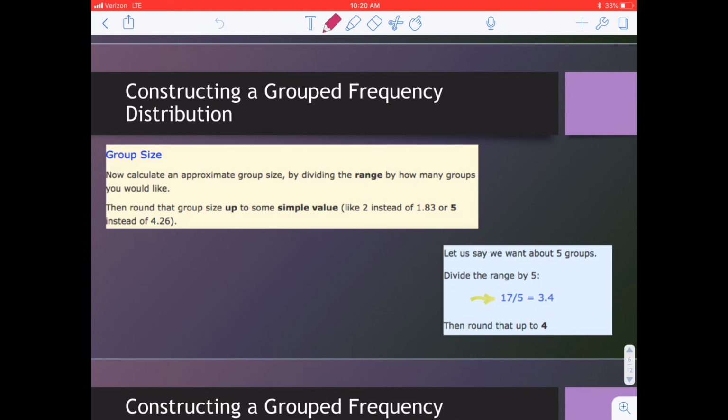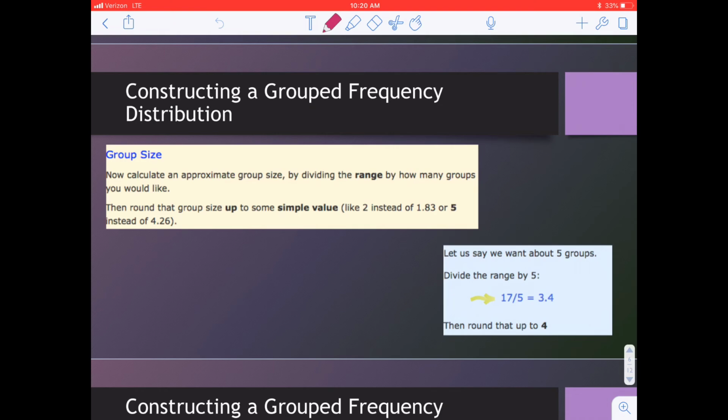I want you to know that there is no special way to determine how many groups you want. It is truly up to you. So whether you want 5 or you want 4 or you want 10, you can divide by any value. It's all dependent on how many group intervals you want to have. So in this example, I want 5, so I get the value 3.4.